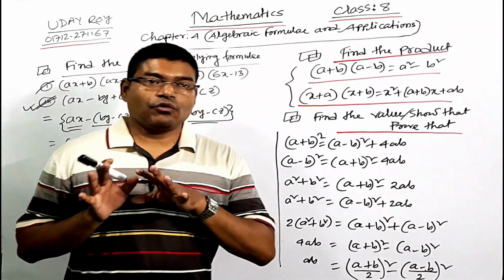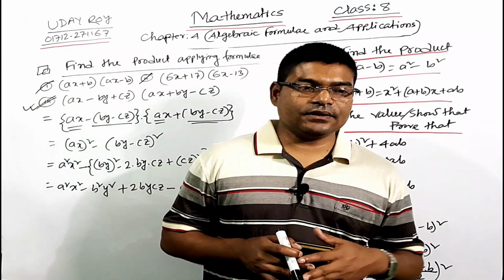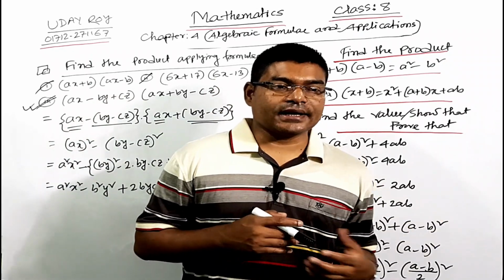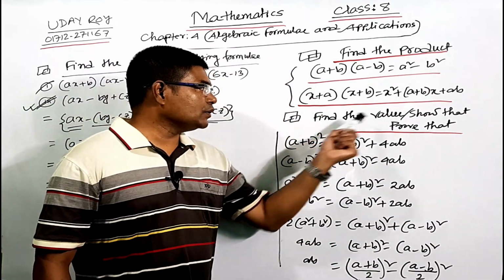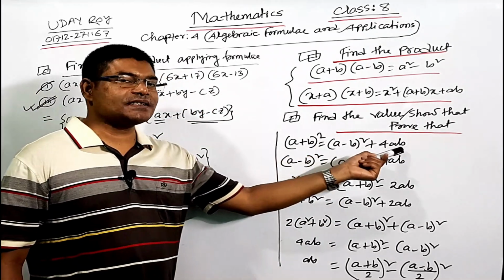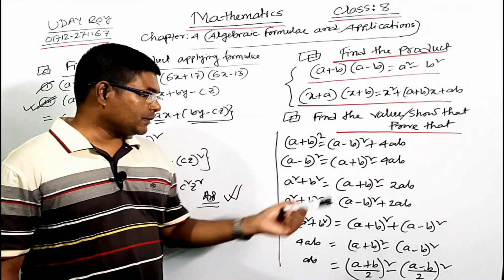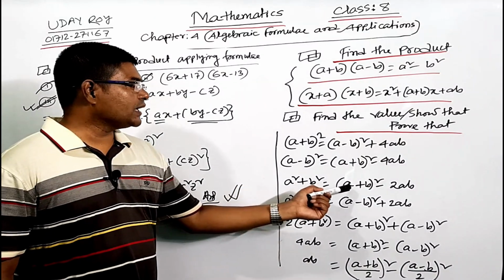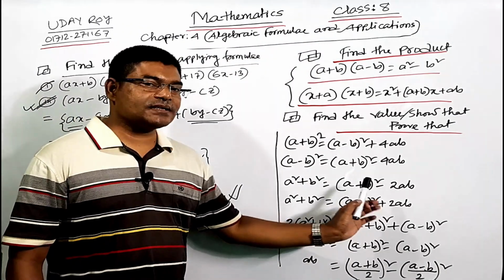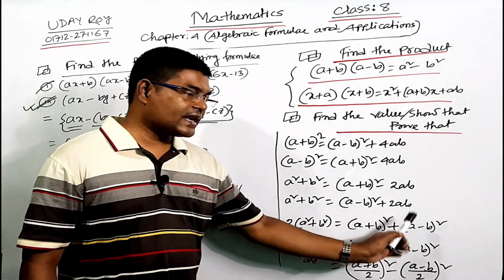So applying formula, we have to find the value, show that and prove that. For show that and prove that, we have to know some corollaries. So let's come back here. A plus b whole square equal to a minus b whole square plus 4ab, and a minus b whole square equal to a plus b whole square minus 4ab, and a square plus b square equal to a plus b whole square minus twice ab, a square plus b square equal to a minus b whole square plus twice ab, and 2 into a square plus b square equal to a plus b whole square plus a minus b whole square.